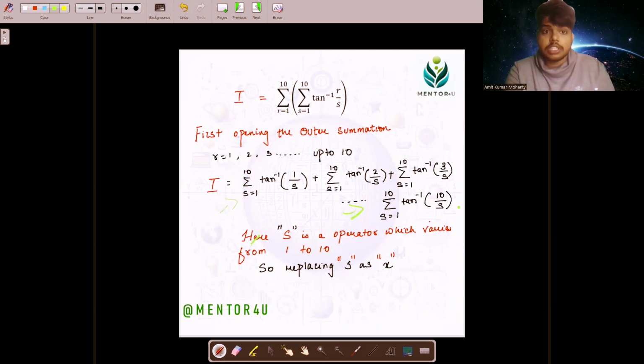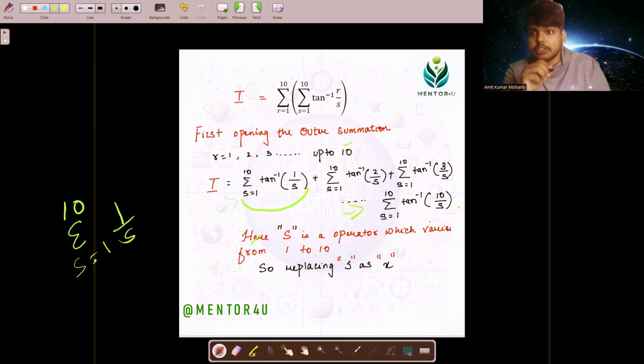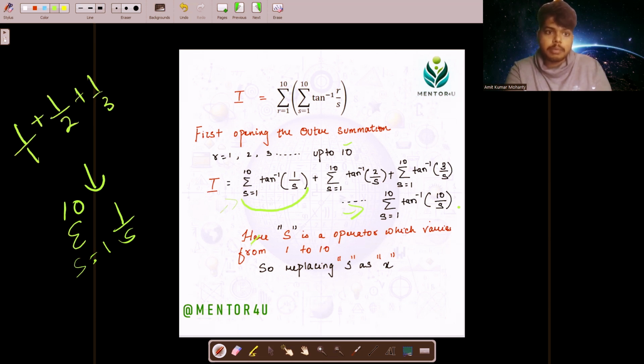Now, the main thing happening in this question is that for each particular term, we have to find the summation over s. Let's look into this particular term. The r value is fixed, which is 1. So for 1 upon s, summation of s equals 1 to 10, if I find all the terms, it will look something like this: 1 upon 1 plus 1 upon 2 plus 1 upon 3 plus 1 upon 4, up to 1 upon 10. Clear? This is one way of opening this summation.